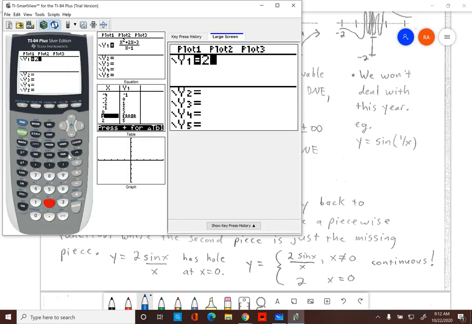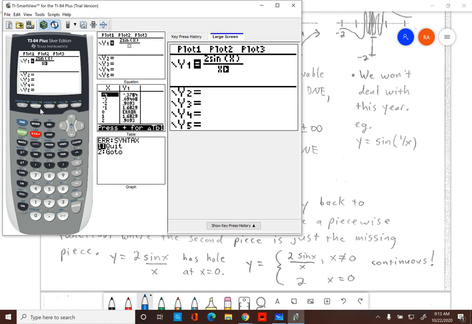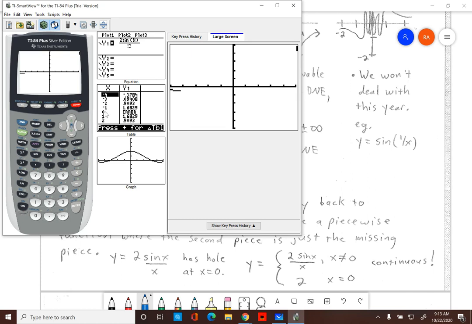So this one is, create my fraction, 2 sine of x over x. And make sure you're in radian mode. And let's set a window of, I like my -5 to 5. So now we're seeing, oh my gosh, this one looks like it goes through 2. So the limit as x approaches 0 of sine x over x was 1, if you remember that. And this one is looking like it's equal to 2.